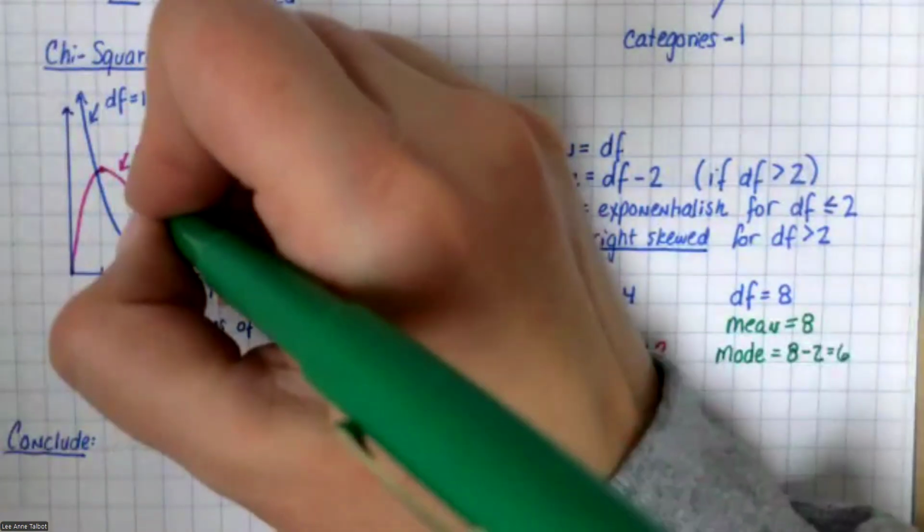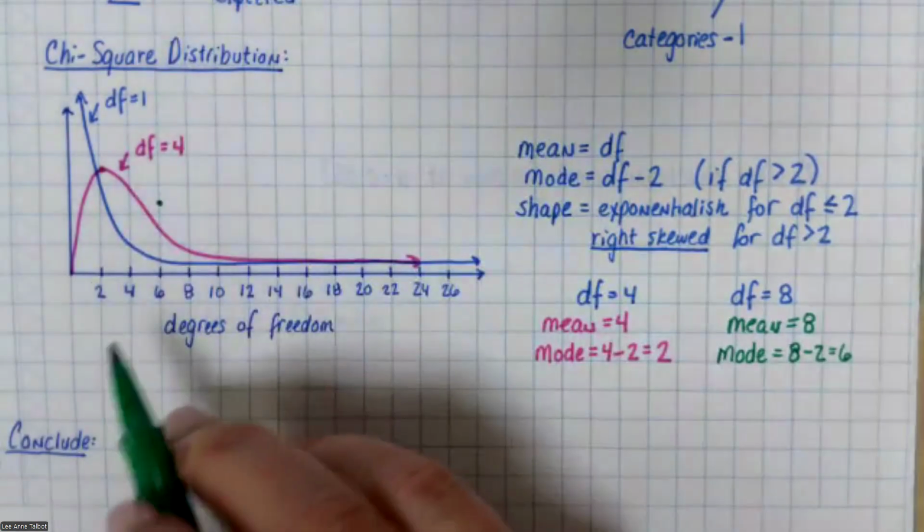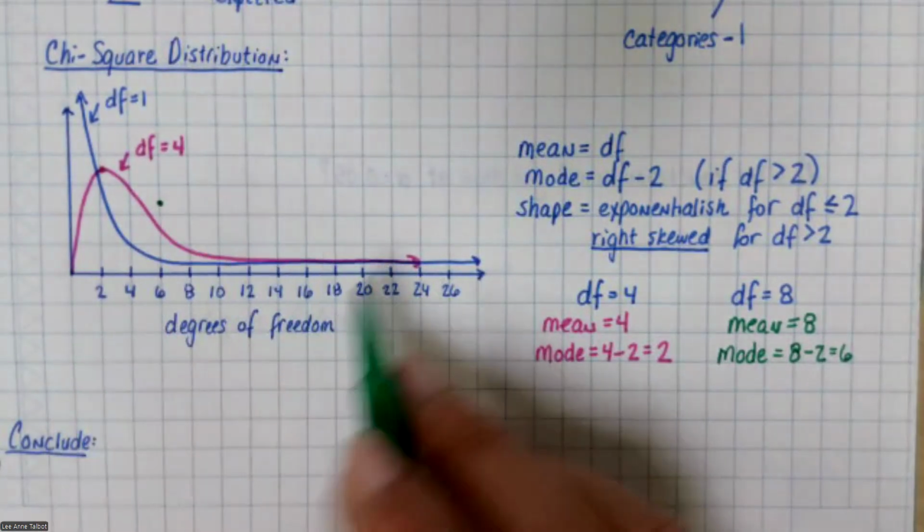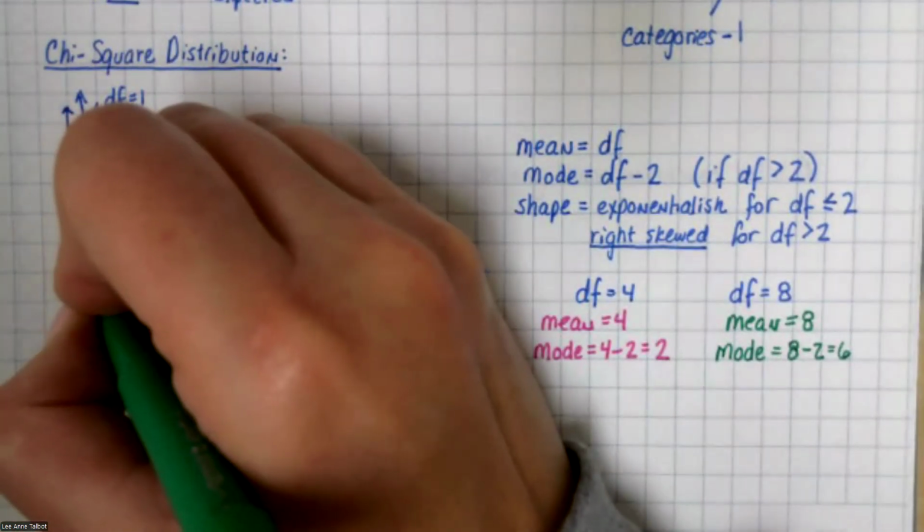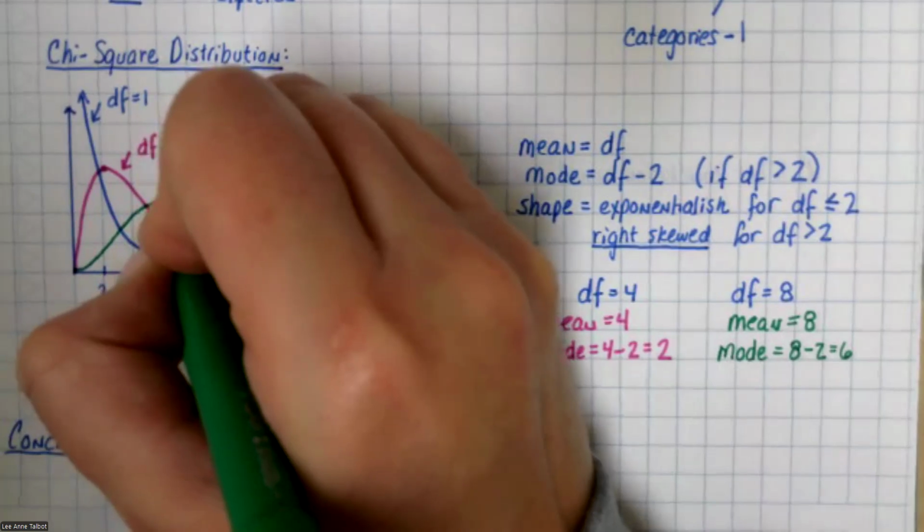Okay, so go to 6 and make it shorter this time because remember it approaches normal, it gets better as it goes. So make it look a little bit more symmetric-y.